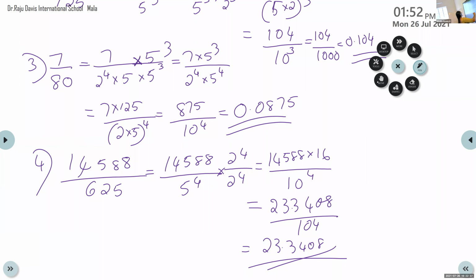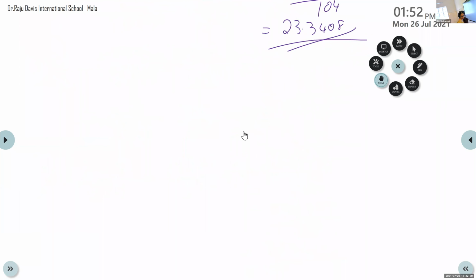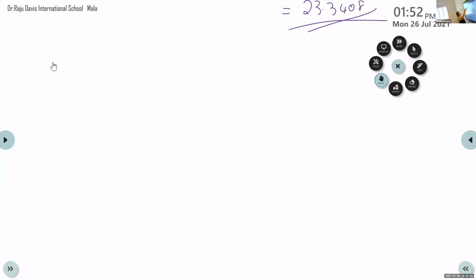So children, Exercise 1.4, second question, is homework: without doing actual division, find out the decimal expansion of the following. That also is homework. So with this, the chapter Real Numbers is over.